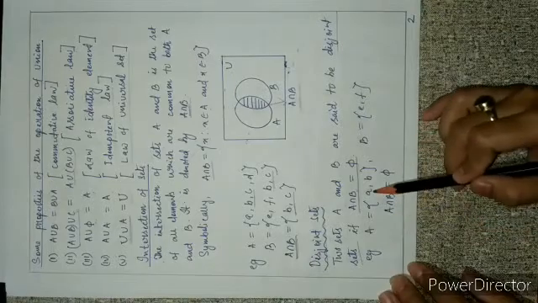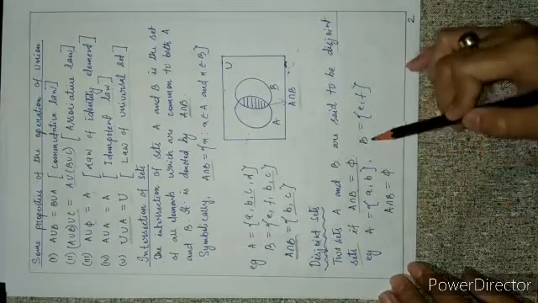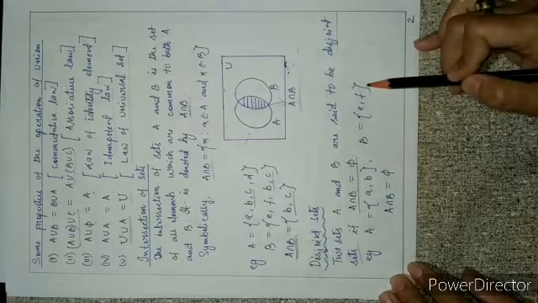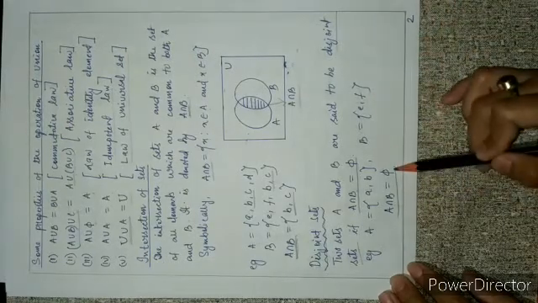Example set A consisting of two elements A and the B and the set B consisting of two elements E and the F. Then find the intersection of these two sets.